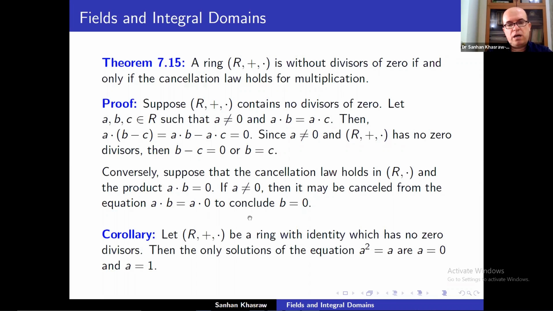Then if we have a ring with identity which has no divisors of 0, the equation A squared equals A only has two solutions, which are 0 and 1. Otherwise, we might have too many solutions for this equation, A squared equals A.